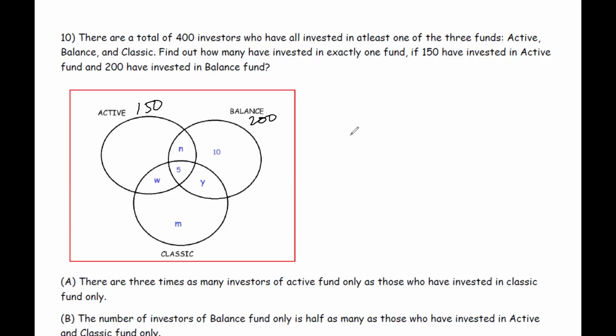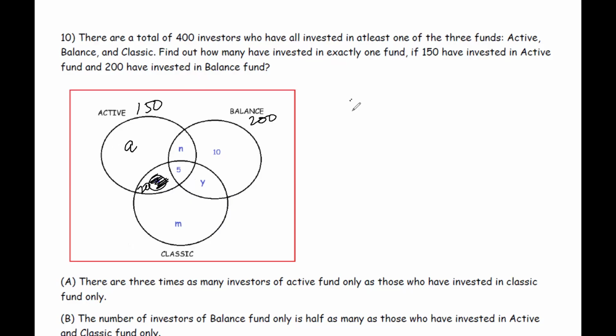Statement B, the number of investors of balanced fund only is half as many as those who have invested in active and classic fund only. So active and classic fund only is W. So this 10 is half of W. So W is 20. Correct? W is 20. So this W is 20. Right?